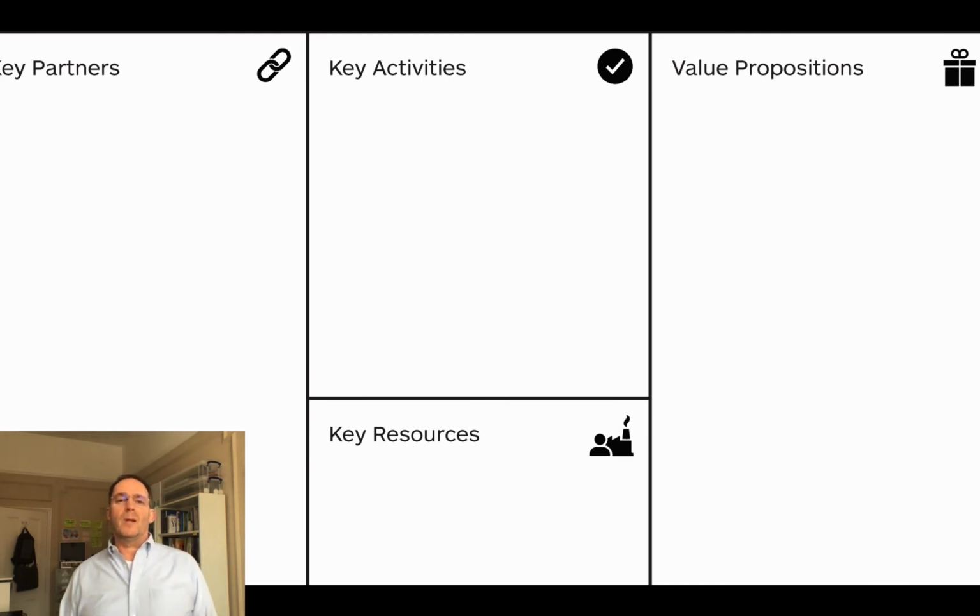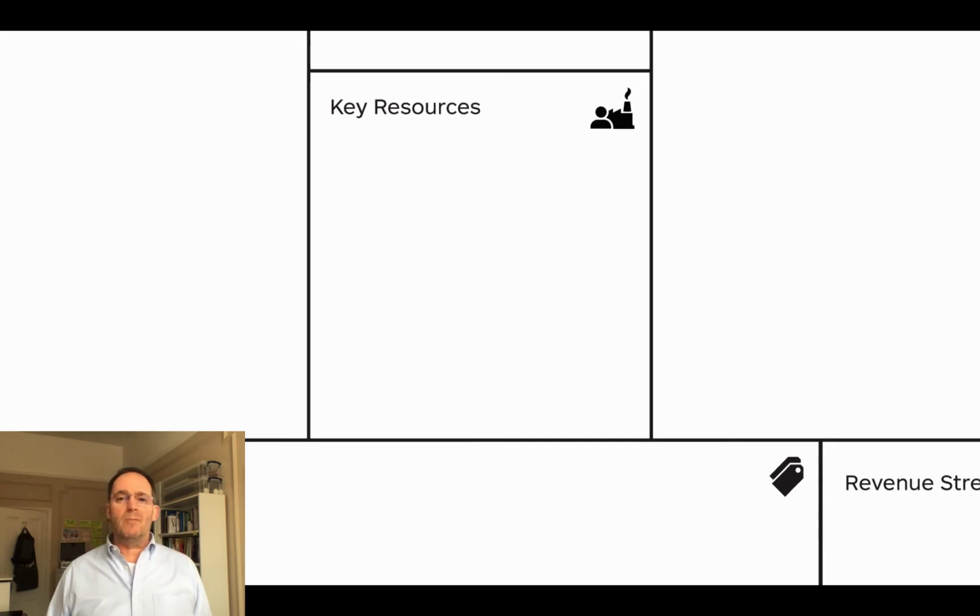Okay guys, so we talk key activities. Now those activities are often delivered by key resources within the business, and the resources are often their people, their physical resources, they could be financial resources, they might even be intellectual property is a key resource in the business. So think about what are the key resources that you have at your disposal that deliver your value proposition.